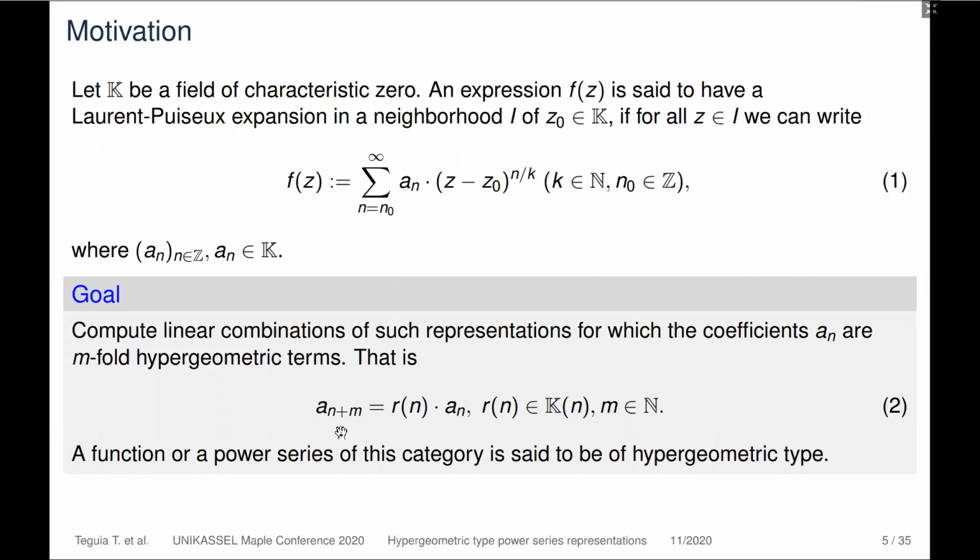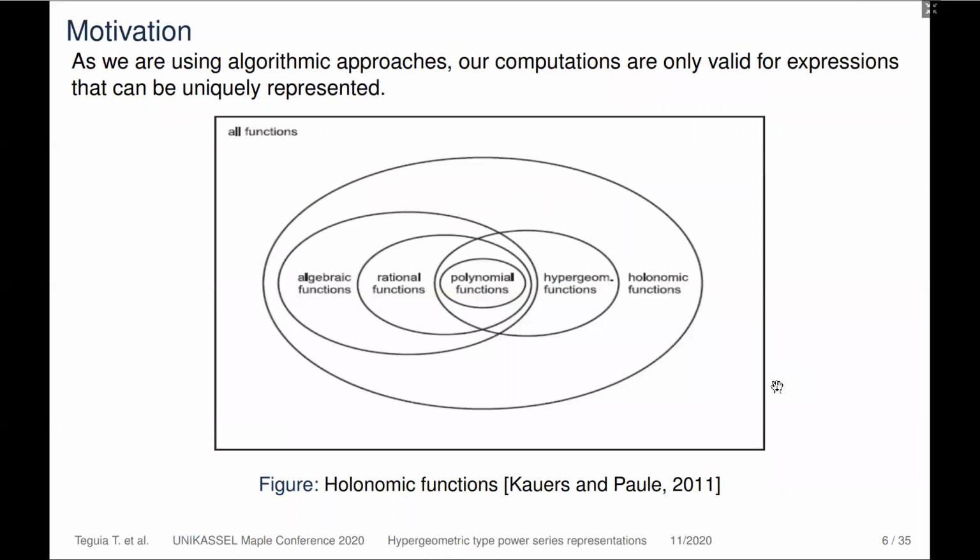An m-fold hypergeometric term is characterized by relation 2, where R(n) is a rational function. Note that when m is equal to 1, one talks about a hypergeometric term. A hypergeometric type function is a function that can be expanded as a hypergeometric type power series. But note that we consider expressions that can be uniquely represented, as we are using algorithmic approaches.